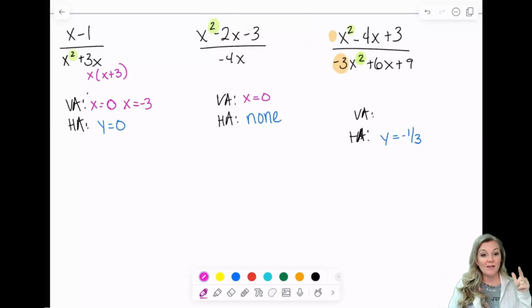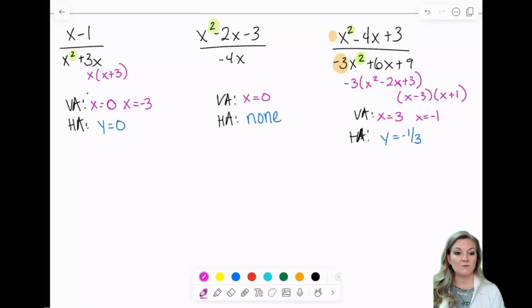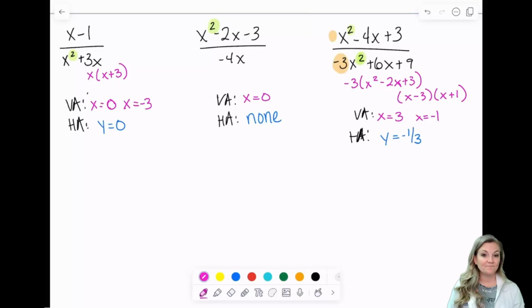I see a 3, and I see a 3 can go into all of those, but then I really don't like that negative. So I'm going to take a negative 3 out of everything, which is going to give me x squared minus 2x plus 3. Only one way to get 3, and that's 1 and 3. Negative 3 plus 1 is going to give me the negative 2, and then I set each of those equal to 0, so I get x equals 3 and x equals negative 1. And those are my vertical asymptotes.